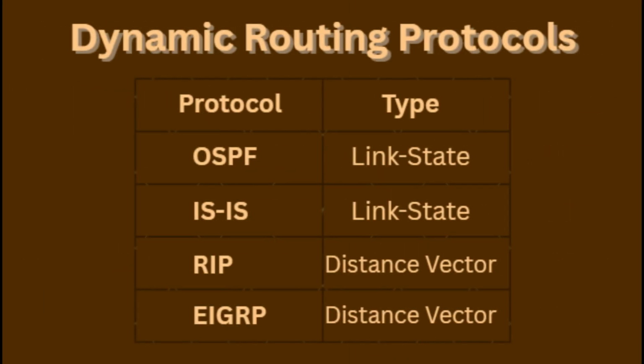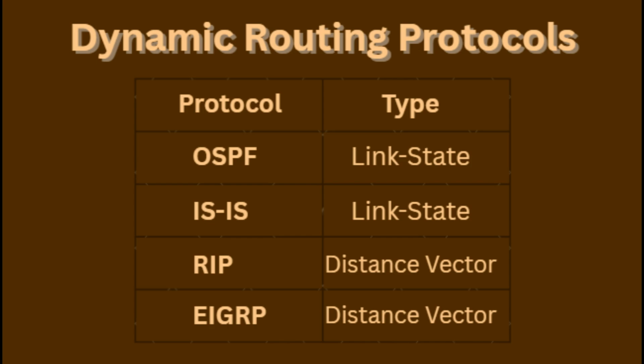There are several types of dynamic routing protocols, and each works a little differently. OSPF, Open Shortest Path First, a link state protocol that chooses the best path based on the lowest cost. Great for large, scalable networks. IS-IS, Intermediate System to Intermediate System. Also a link state protocol, very efficient and commonly used in large service provider networks.